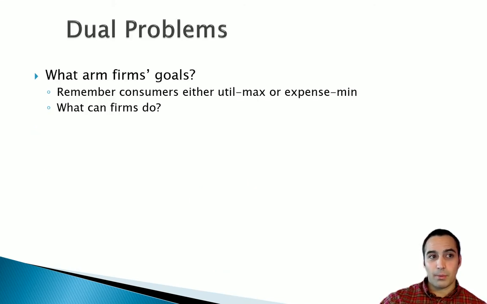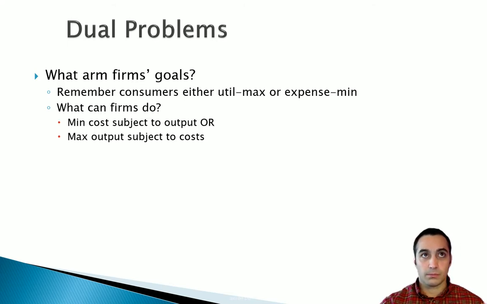Next, let's think about the kind of problems that firms solve. What are the firm's goals? Remember, consumers can either maximize their utility or minimize their expenditure. Answer for yourself what two things a firm might try to do. Hopefully you thought that firms might minimize the cost of their production subject to making a certain amount of stuff. That is similar to a consumer minimizing their expenditure. Firms alternately might maximize their output subject to cost, which is similar to a consumer maximizing their utility subject to some budget.